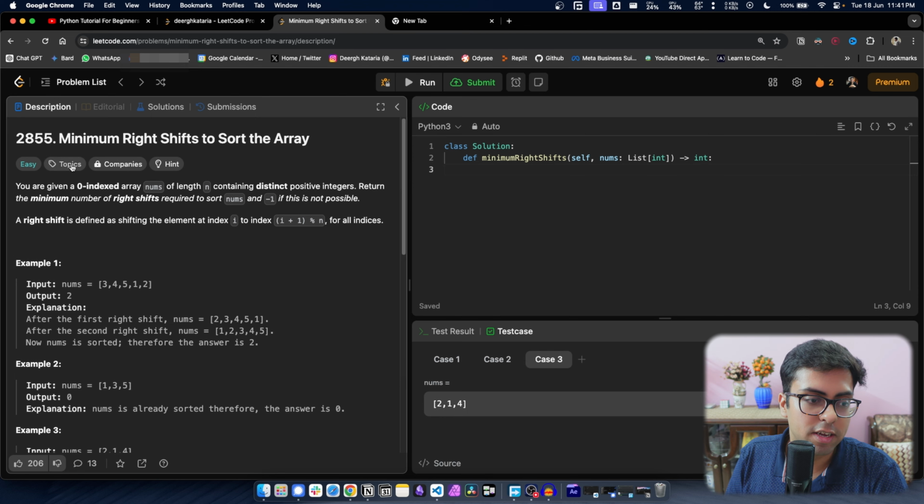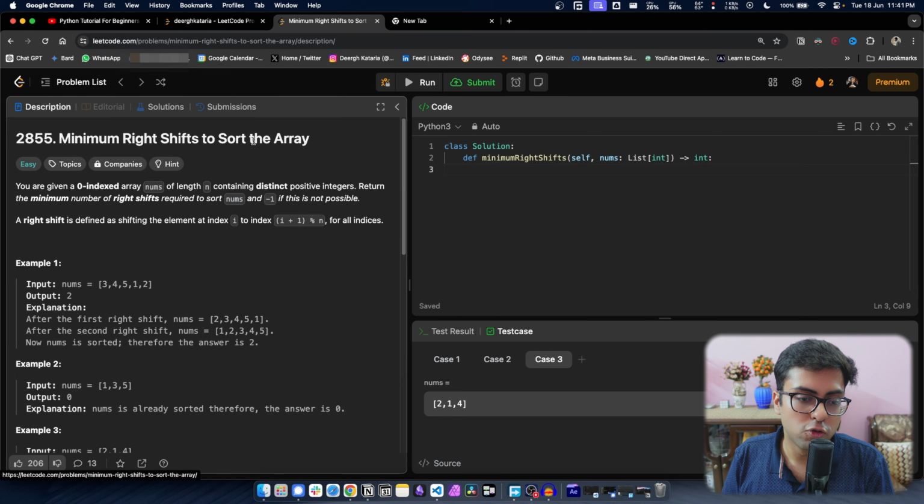So what does this question say? It says minimum right shifts to sort the array. What is a right shift? I think most of you would know about it, but in case you don't know, I'll take out my iPad in a second and explain it to you. But before that, let's read the full question.